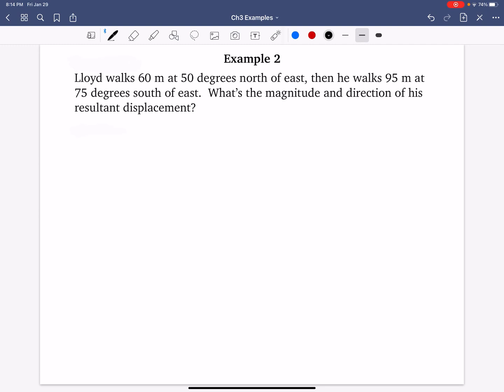All right. Hello again, everyone. Welcome to example 2. In this example, we will once again find the resultant of two vectors, but in a slightly different way from example 1.